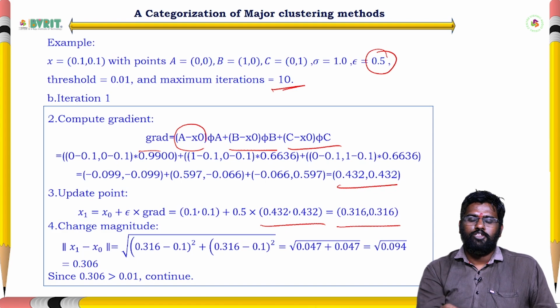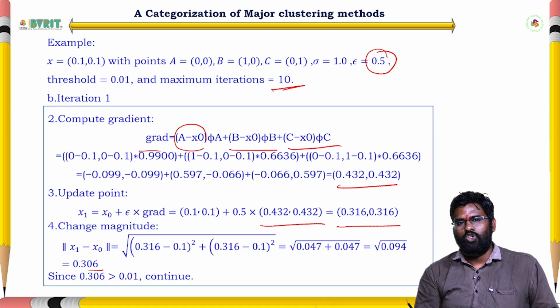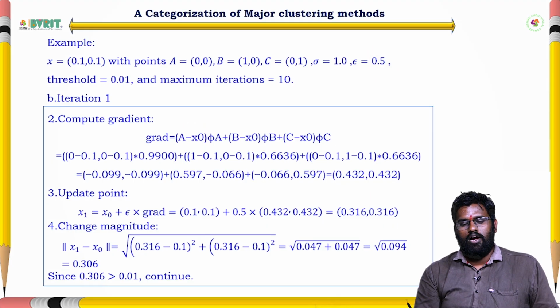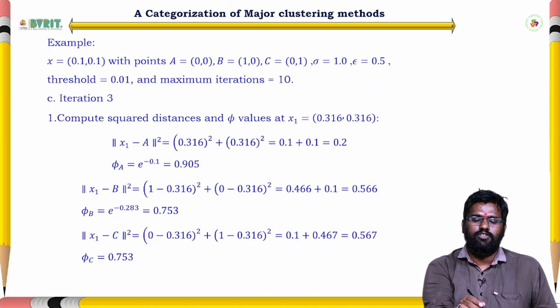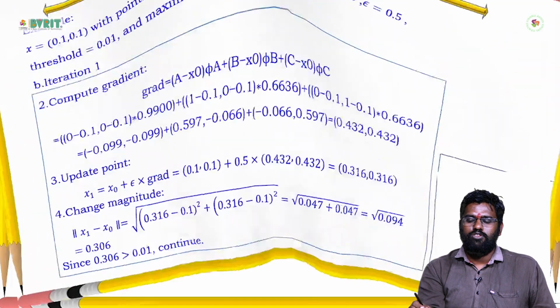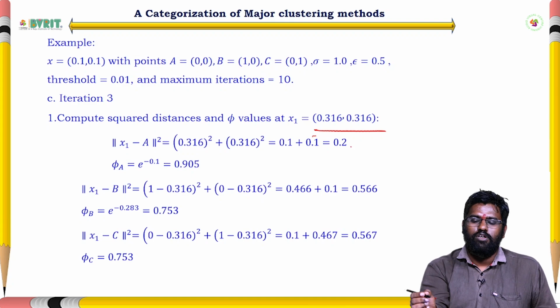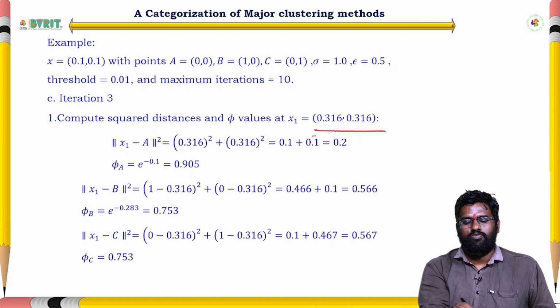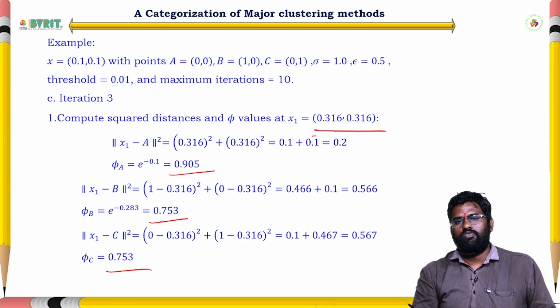Now modulus x1 minus x2 is used to obtain the update of the particular value. After that we are getting the value 0.306. So 0.306 is a greater value compared to 0.01. Now we have to do the same process until it reaches a value less than that. The same process: x1 minus a, whole square. The x1 value we have is 0.316 and 0.316, because that was the previous value. Now we have to update that. So finally we got pi A as 0.905, pi B as 0.753 and pi C as 0.753.